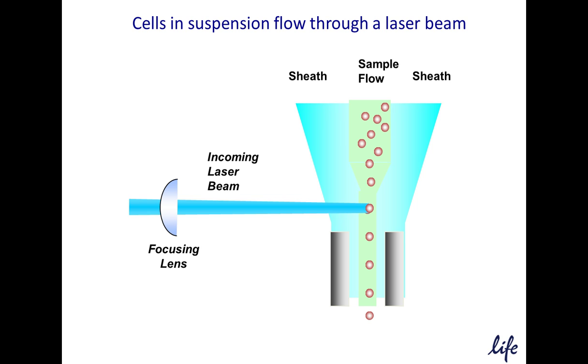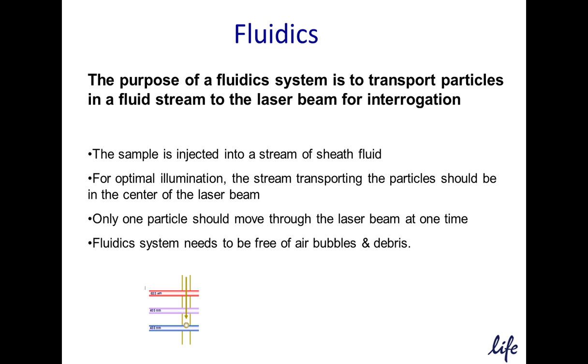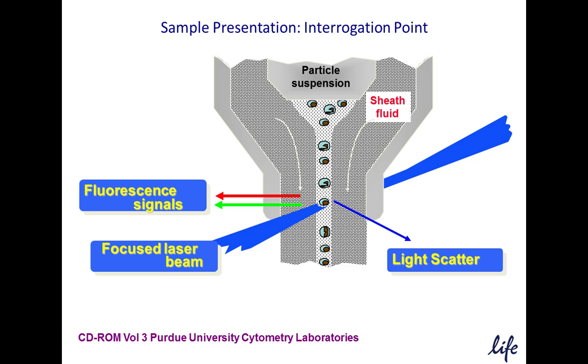The cells or particles in suspension flow single file through a laser beam where they scatter light and emit fluorescence. And the fluorescence is collected and converted into digital signals where it is then stored on the computer file. The purpose of the fluidics system is to transport particles in a fluid stream to the laser beam. The sample is injected into the stream of sheath fluid. For optical illumination, particles or cells should be at the center of the laser beam. Only one particle should pass through the laser beam at one time, and the fluidics systems need to be free of air bubbles and debris.